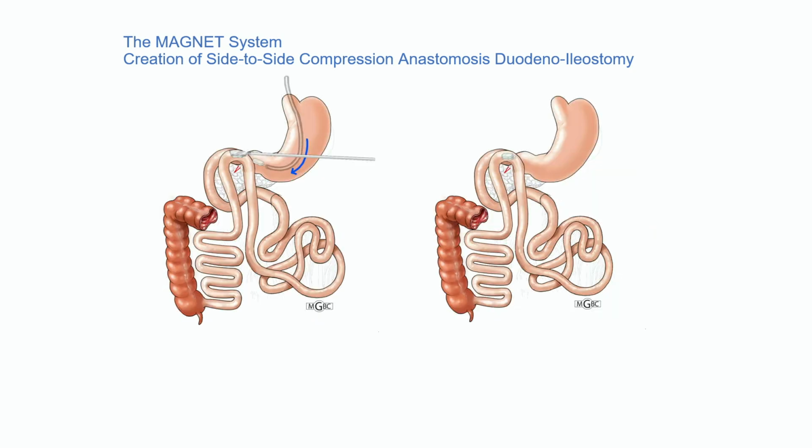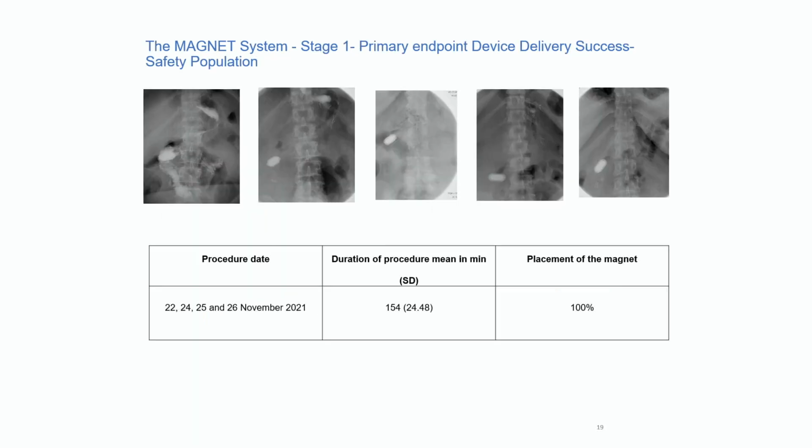And the second endoscopy was providing the duodenal magnet, and they were docking together with closure of the mesenteric defect, the Peterson's defect, to avoid an internal hernia. So there are no sutures holding the duodenum and the ileum in place. Nothing holds it except for the magnets themselves.